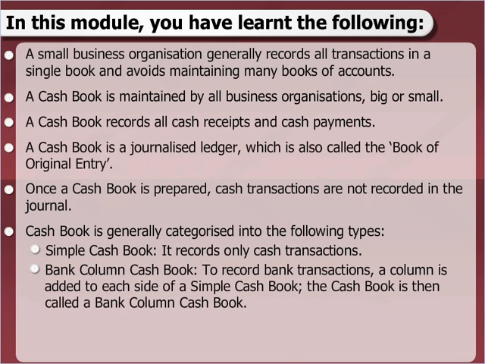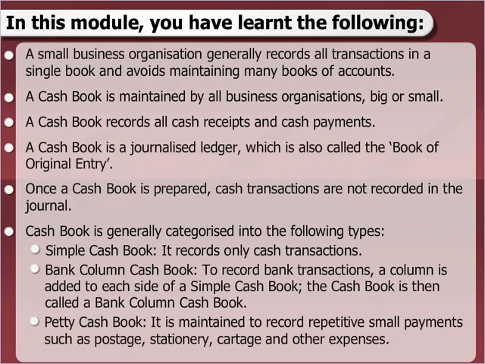Bank column cash book. To record bank transactions, a column is added to each side of a simple cash book. The cash book is then called a bank column cash book. Petty cash book. It is maintained to record repetitive small payments such as postage, stationery, cartage and other expenses.